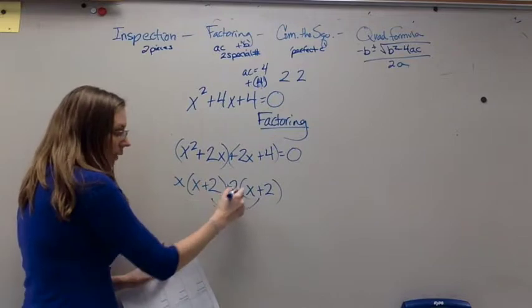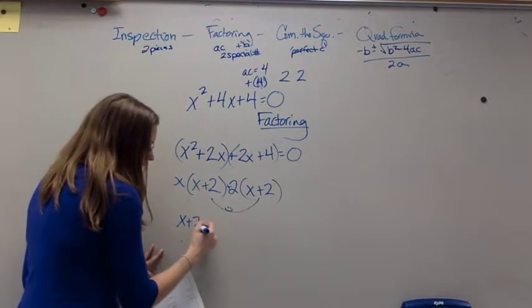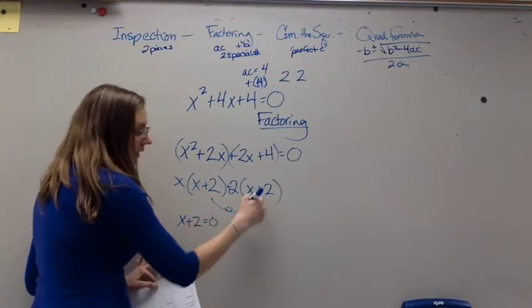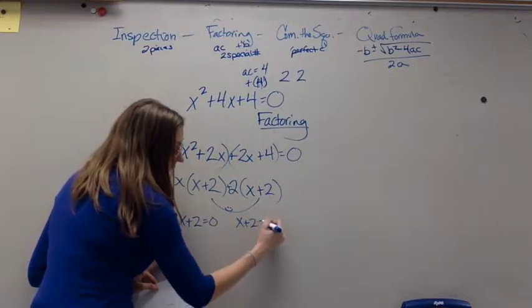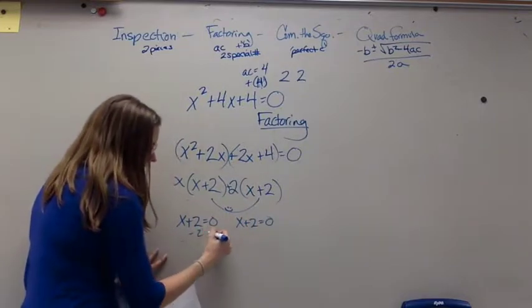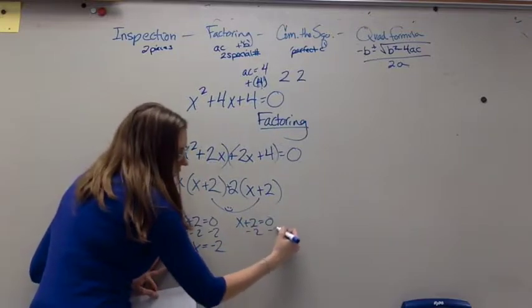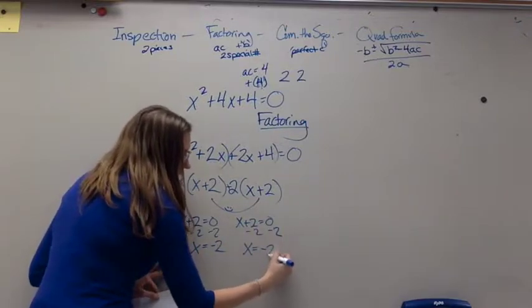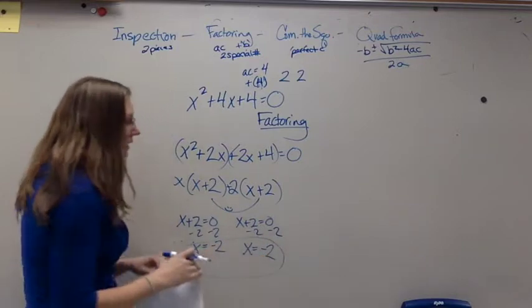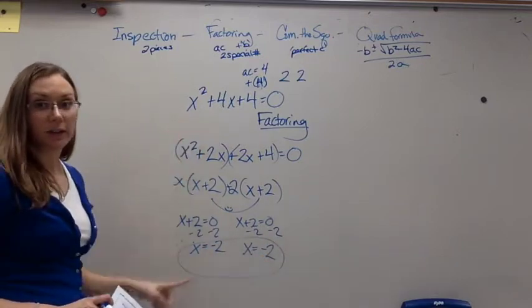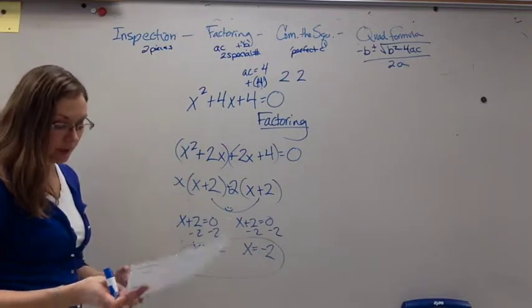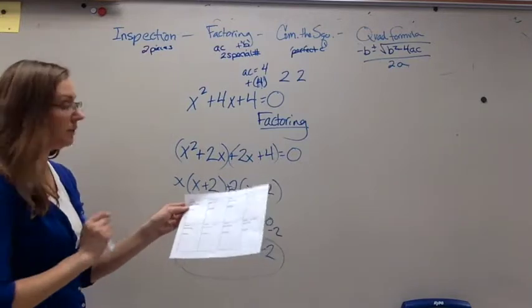Now I'm going to take my outside pieces, x plus 2, set it equal to 0, and then my inside, x plus 2, and set that equal to 0. Subtract and subtract. I get x equals negative 2. What this means is this equation only hits my x-axis once, and it's at negative 2. Again, this was the first problem in my box.